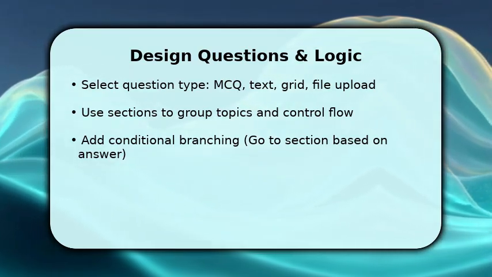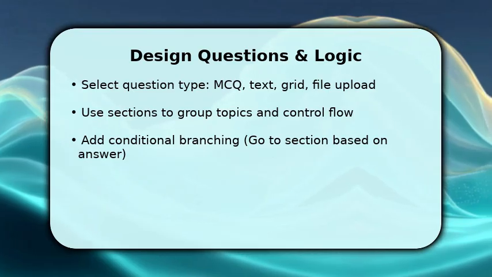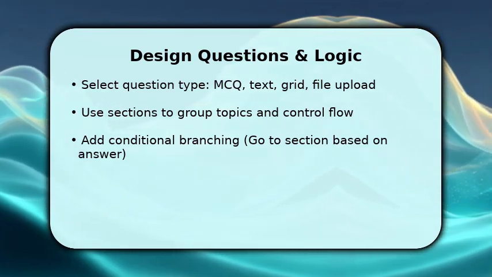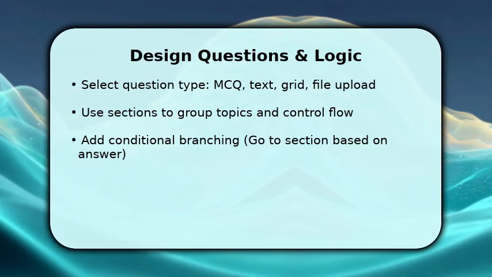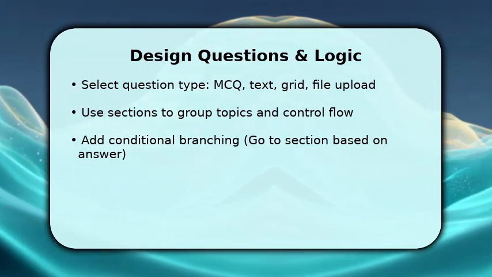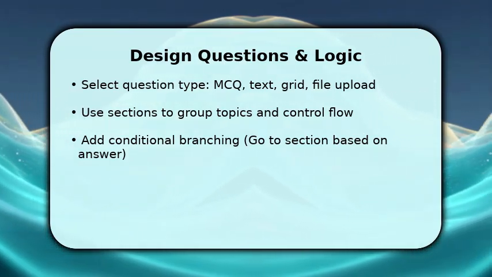Then add conditional branching so certain answers skip to relevant sections. This reduces confusion and increases completion. Make use of descriptions, helper text, and validation rules to enforce formats like numbers or email.